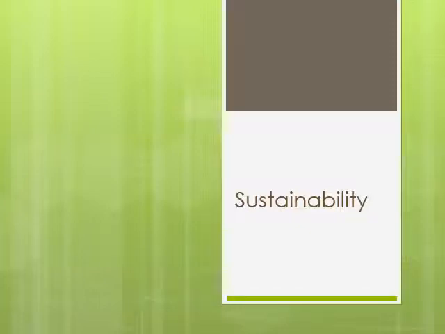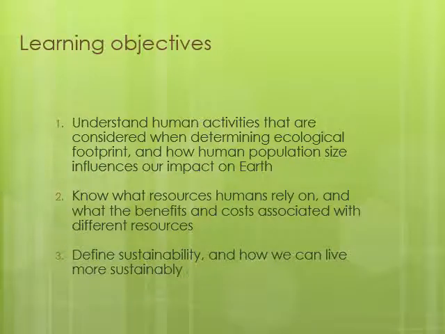Okay, we're into the last chapter, chapter 23 on sustainability. So at the end of this, you should understand that human activities are considered when we determine ecological footprints and what that actually is and how population size can influence our impact on Earth as well. Know what resources humans rely on and what the benefits and costs of each are with those different resources, define sustainability, and how we can actually live more sustainably.